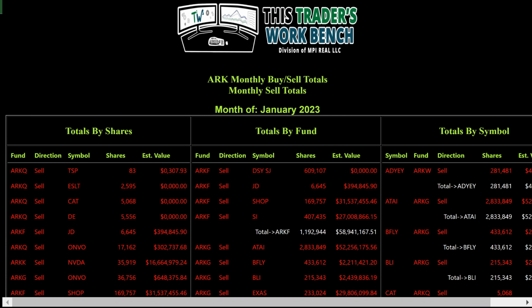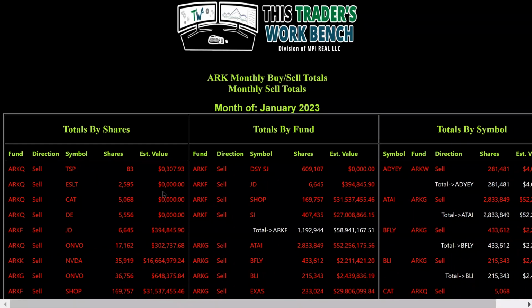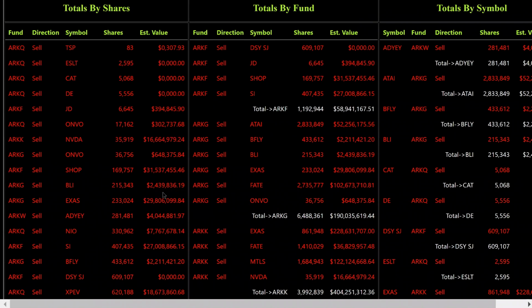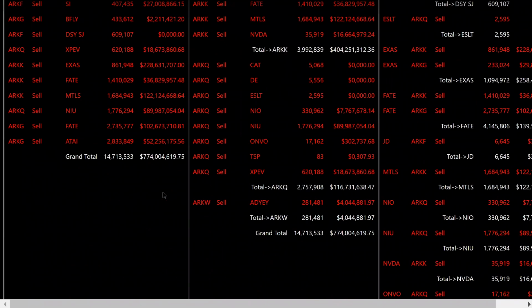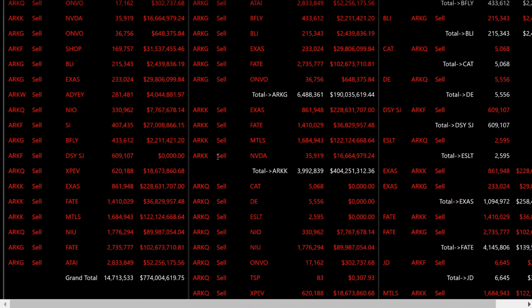What I like to do is take a look at the sells first. And the reason for that is I'd like to know what the total amount that they've sold and received cash for, because I'm assuming we're going to compare that to what they bought. So here they've sold $774 million worth of shares in the month of January. January's not over yet, so this is what they've done so far this month.